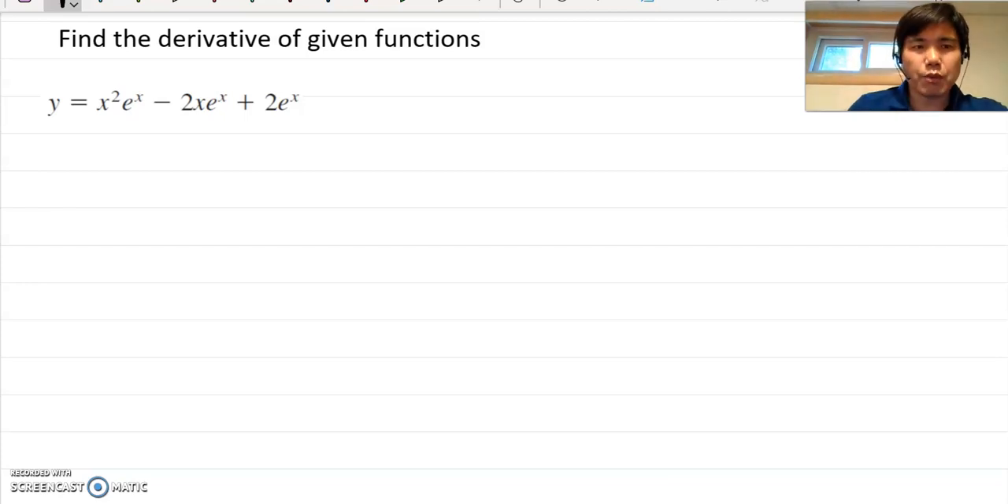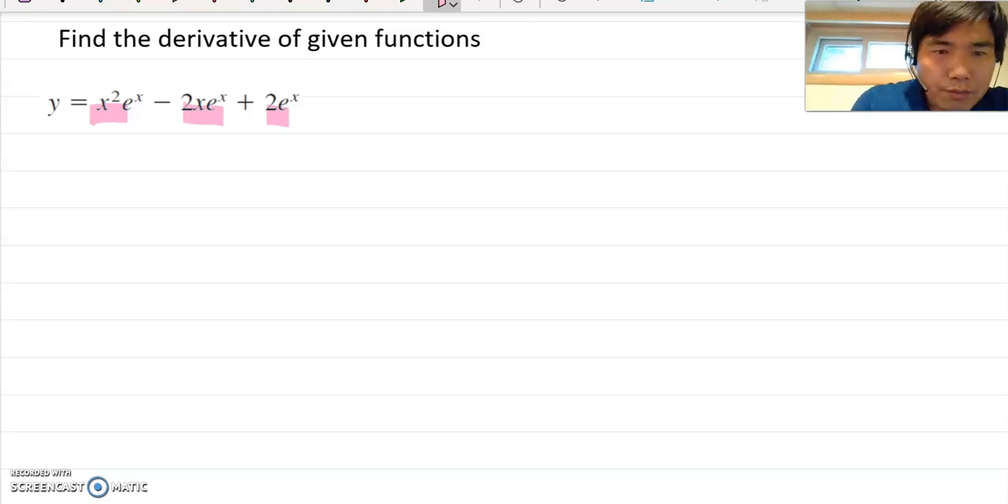So let's look at more examples of derivative functions. Okay, look at this example. y equals x squared times e to the x minus 2 times x e to the x plus 2 times e to the x. Okay, so this one, as you see, we have three different terms. So we do each term's derivative separately. Later we combine them, if we can find maybe a common factor, and then we simplify.